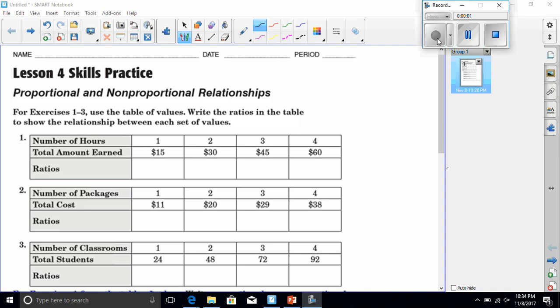Today we are going to be going over proportional and non-proportional relationships. For exercises 1 through 3, they want us to use a table of values and write the ratio in the table to show the relationship between each set of values.